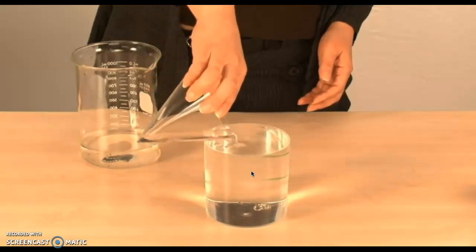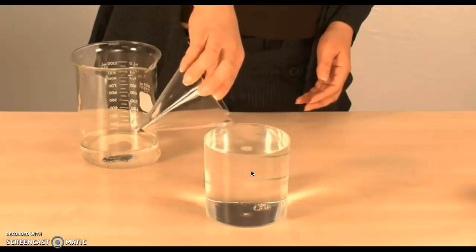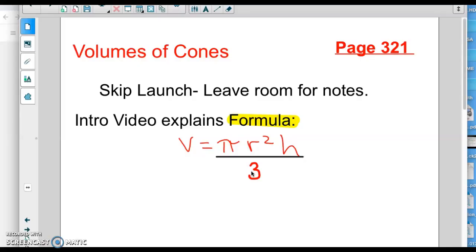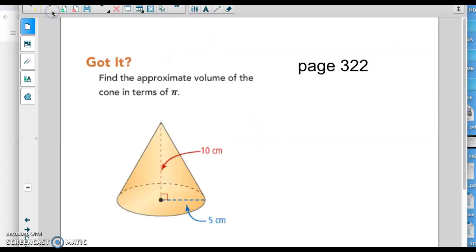The volume of the cone is 1/3 of the volume of the cylinder. So you could think of it both ways. It's the cone is 1/3 of the cylinder, or you take the cylinder and you divide it by 3 and you get a cone.